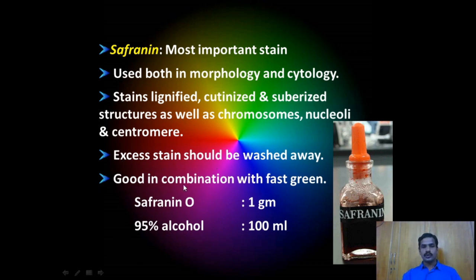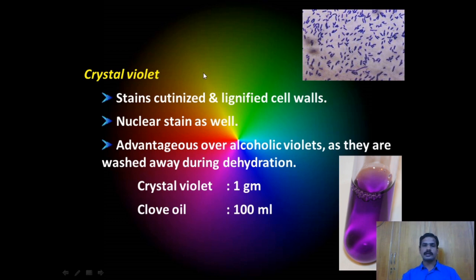This is good in combination with fast green for double staining. It is a commonly used counter stain, or the first stain used with the fast green, and this stain is prepared by dissolving 1 gram of safranin O in 100 ml of 95% alcohol. The second one is crystal violet.